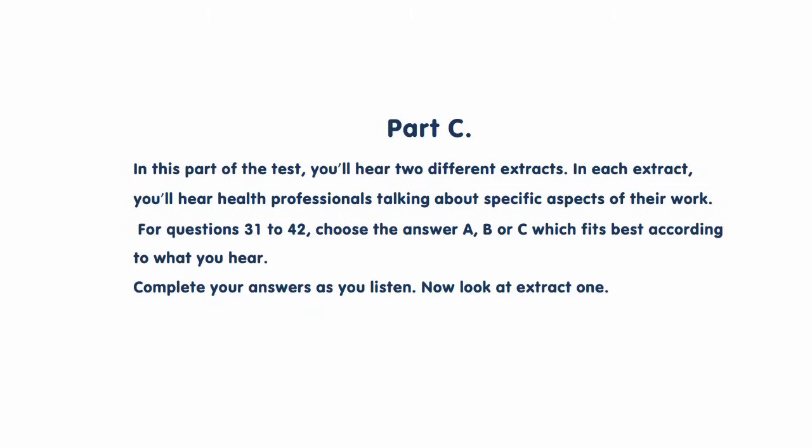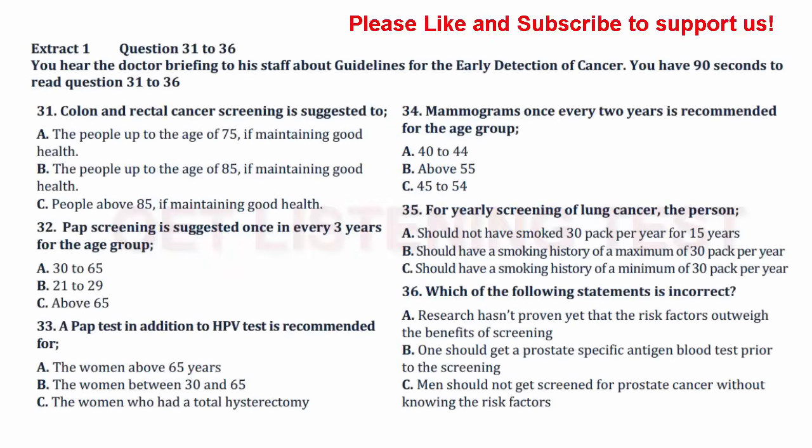That is the end of Part B. Now look at Part C. Part C. In this part of the test, you'll hear two different extracts. In each extract, you'll hear health professionals talking about specific aspects of their work. For questions 31 to 42, choose the answer A, B, or C, which fits best according to what you hear. Complete the answers as you listen to the audio. Now look at Extract 1. Extract 1. Questions 31 to 36. You hear the doctor briefing his staff about guidelines for the early detection of cancer. You have 90 seconds to read questions 31 to 36.